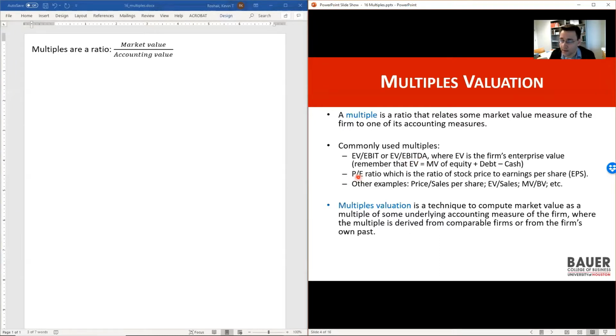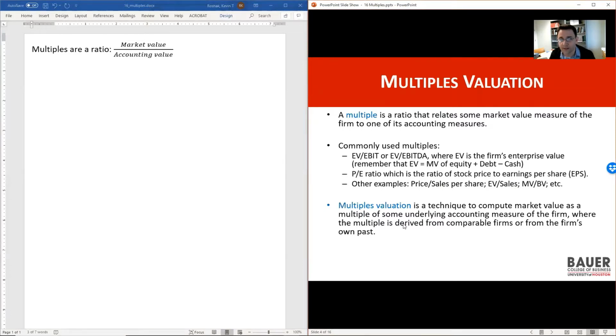We've also seen the PE ratio when we covered stock valuation. This is the share price divided by the earnings per share. That's a multiple. You're just taking a market value, the share price, and dividing it by the earnings per share. Again, that's an accounting number, and that's a multiple. But you can do this for anything. So you can do sales as well, price over sales, enterprise value over sales. You can look at market value over book value, etc.